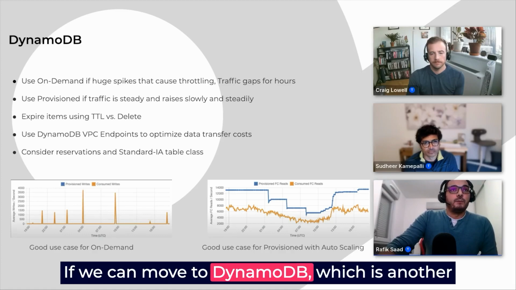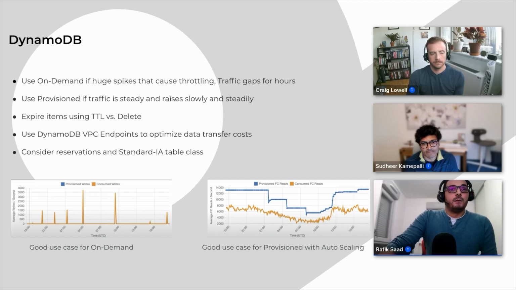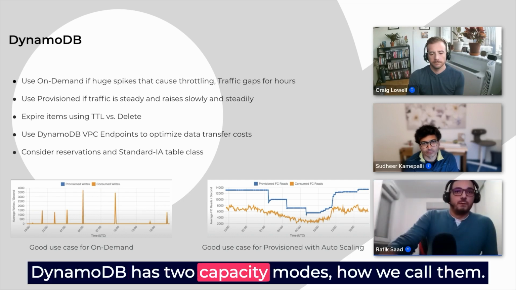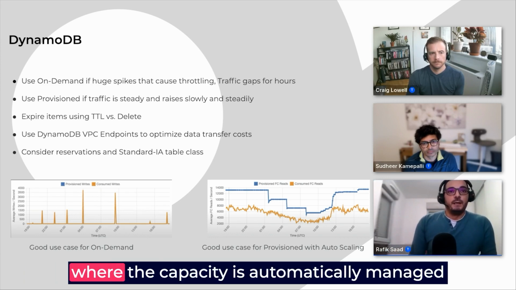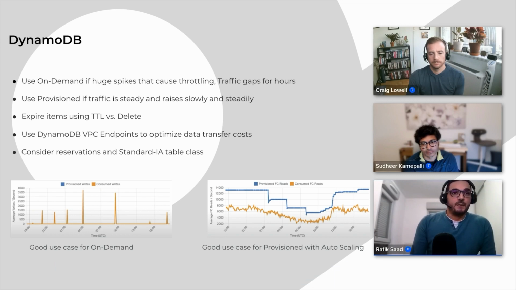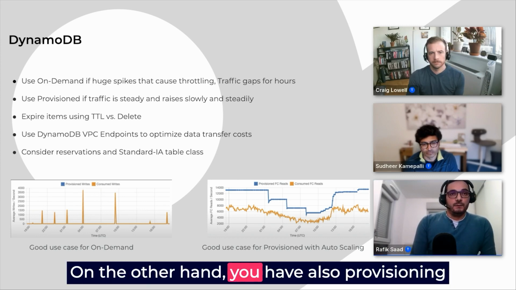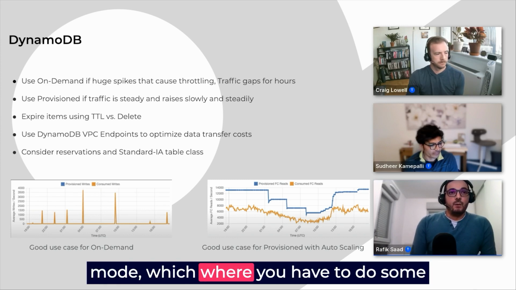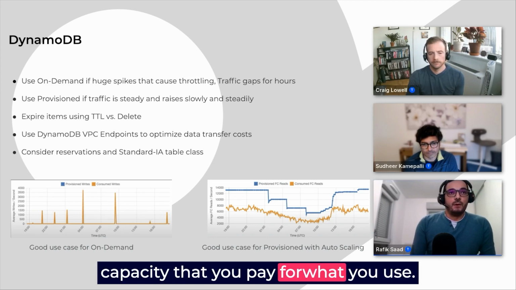If we can move to DynamoDB, which is another database service from AWS, a NoSQL database system. So DynamoDB has two capacity modes, as we call them. So we've got on-demand, which is a kind of serverless mode where the capacity is automatically managed by AWS based on the traffic that you have. So you don't do any capacity planning, and you pay only for the used capacity. On the other hand, you also have provisioned mode, where you have to do some capacity planning, and you allocate some capacity that you pay for whether you use it or not.